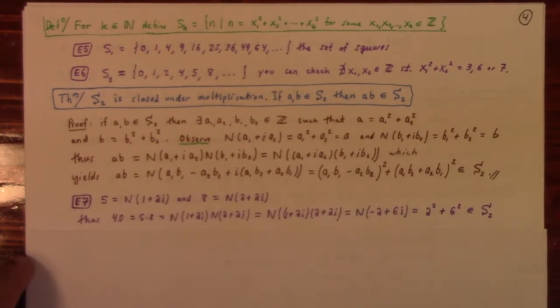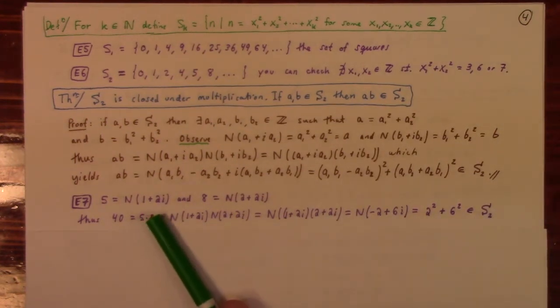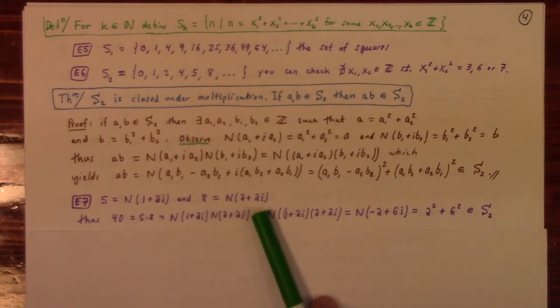Here, let's use the method of the proof of the theorem to actually create some examples, to extend my list for example 6, all right? So 5 is the norm of 1 plus 2i, and 8 is the norm of 2 plus 2i.